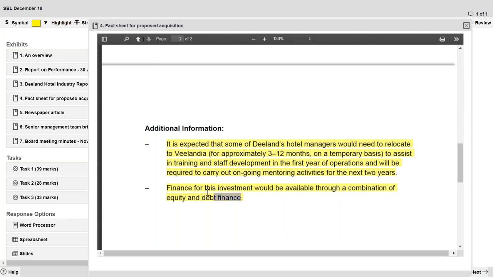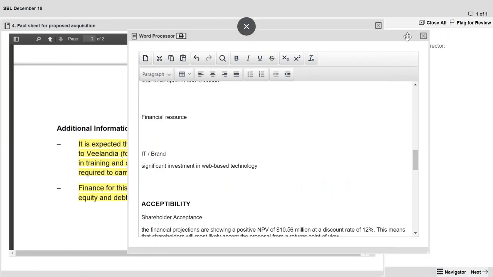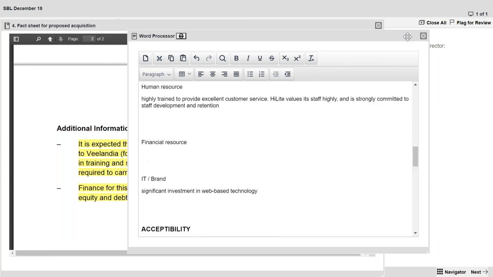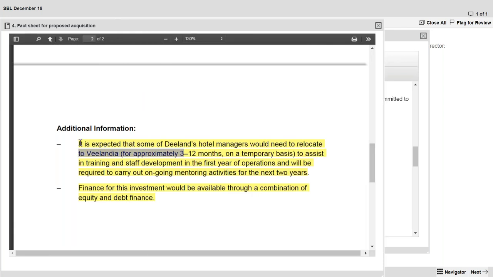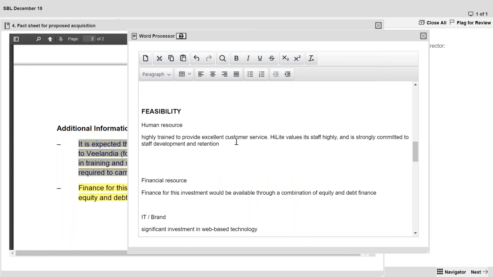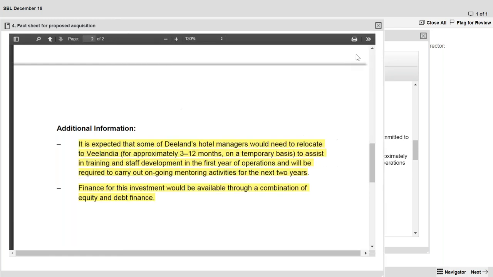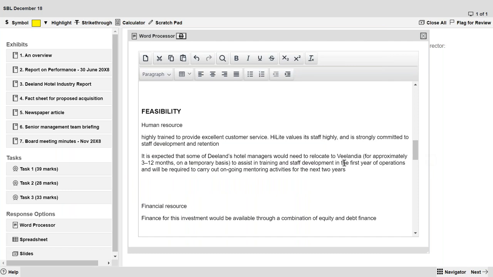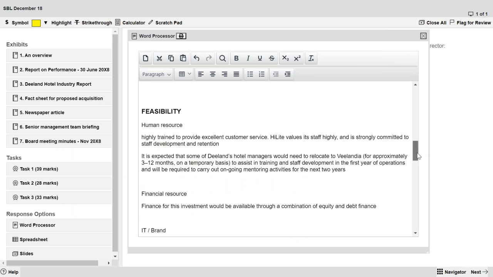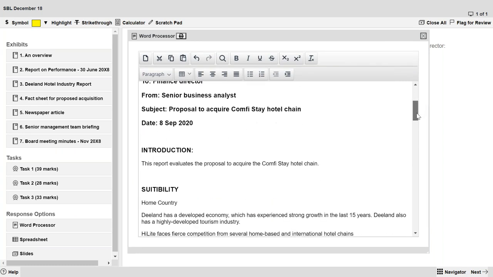Wow. So where can I copy paste this information? I will just go to my word processor. Finance, financial resources. Here. And where can this information go? The staffing bit can go under human resource, how we are going to manage the business. So I'm done with this exhibit. So our answer is almost ready. So let's look at what's missing.